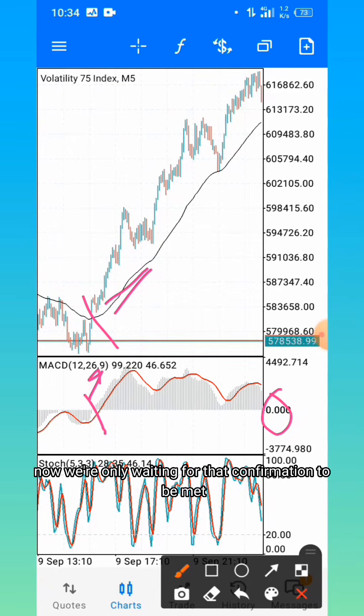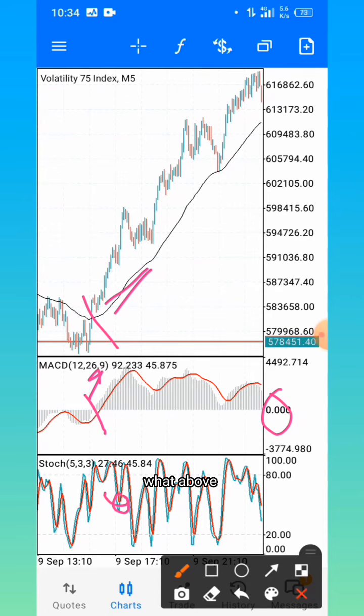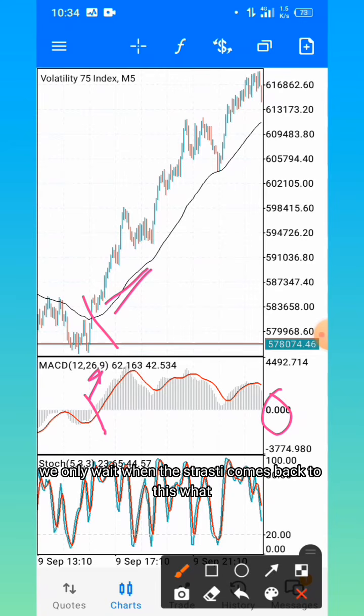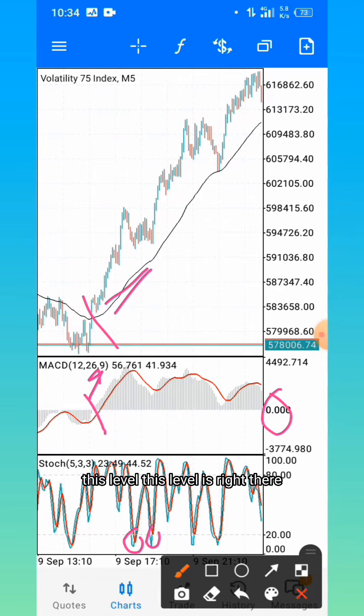Now we're only waiting for the third confirmation to be made. We do not enter when the stochastic crosses above the 20 level right there. We only wait when the stochastic comes back to these levels right there. So for our buys, we're only going to be waiting for the stochastic indicator to come back to the 20 level for us to enter our buys, and the other confirmations have to be made for this trade to be profitable.